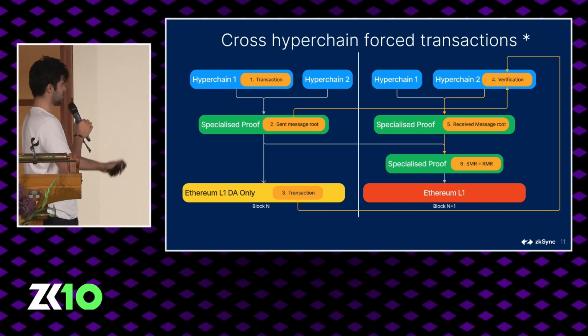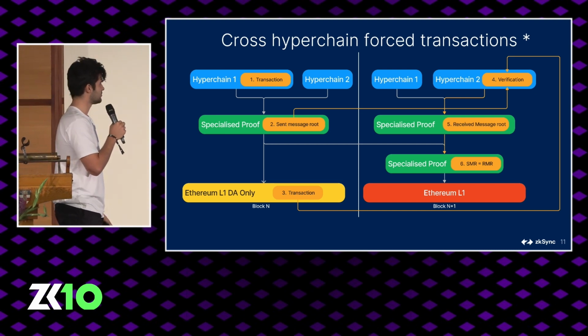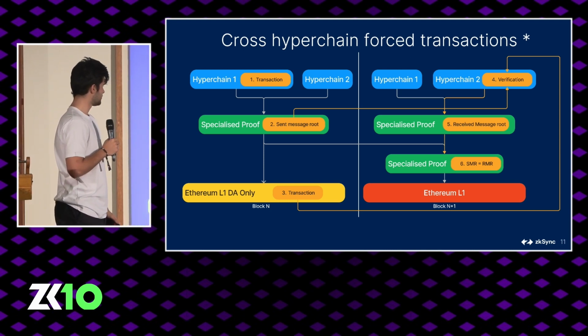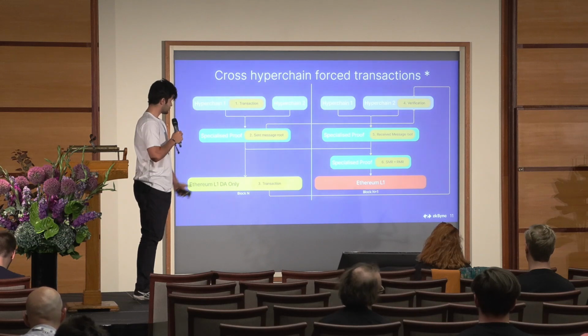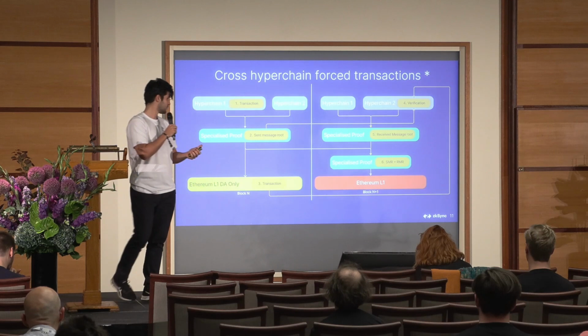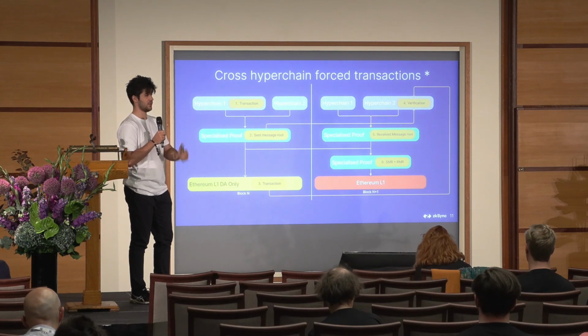Now, this is just an approximation because the actual construction is much more complicated because different hyperchains might settle at different moments, but this is the main idea. So using this construction, we can have fast messaging, we can also have scalability, security, and censorship resistance in the whole ecosystem.